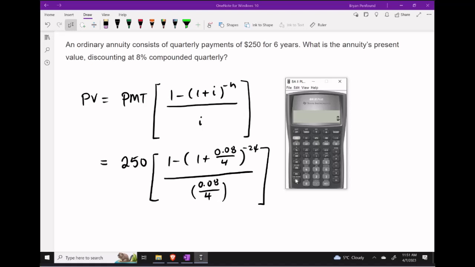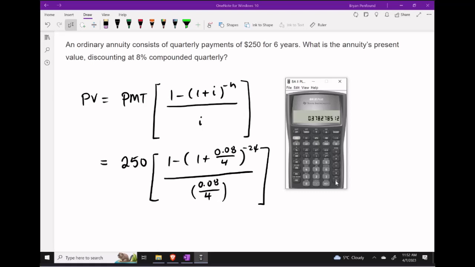Now we come to the tricky part, which is trying to get this into the business math calculator. Again, I'm going to start inside the numerator of our fraction, beginning with 1 minus, open bracket, 1 plus 0.08 over 4. I'm going to close that bracket and then raise this to the power of 24, and then I hit the plus minus button to make this a negative 24. Let's go ahead and hit the equals button.